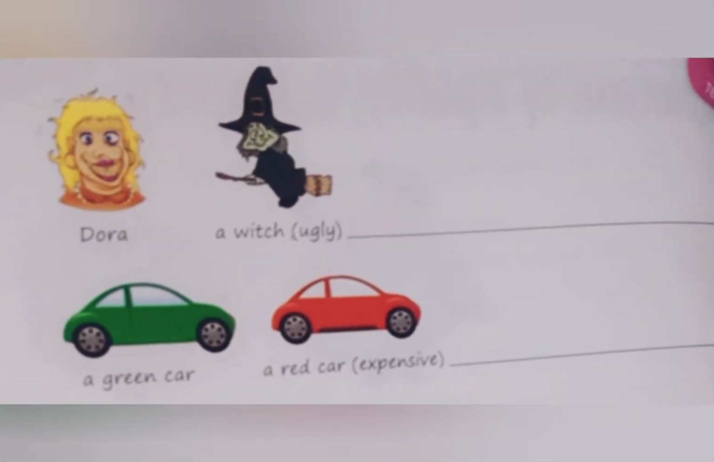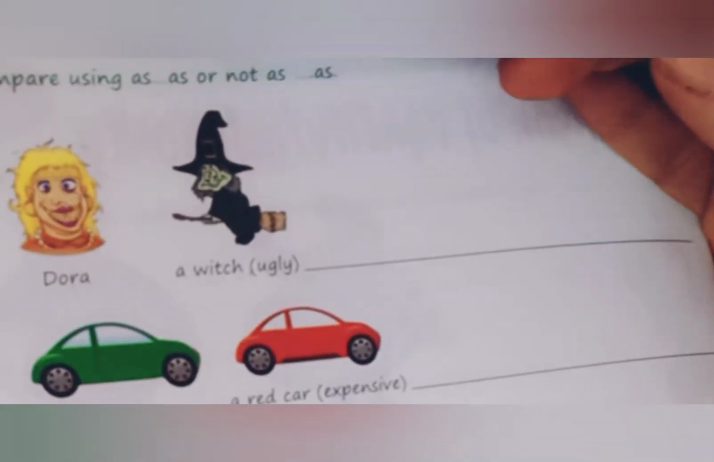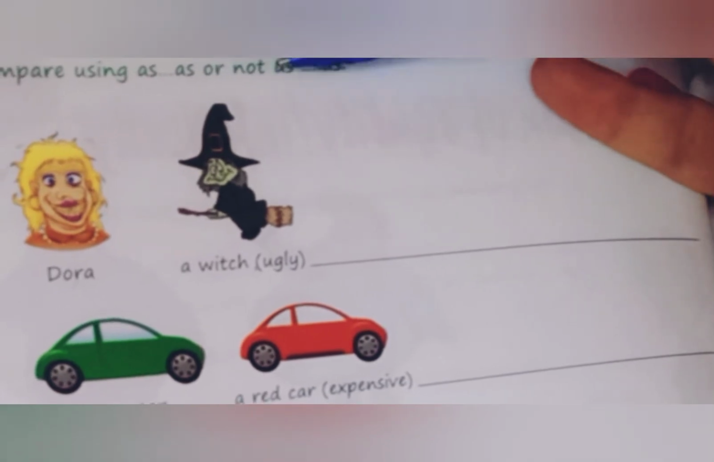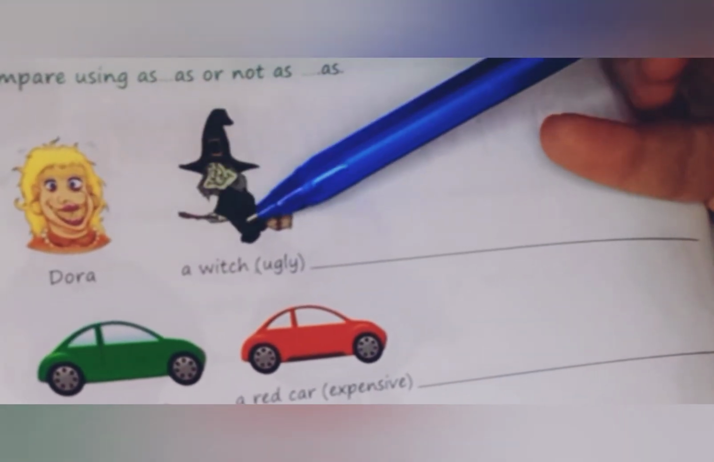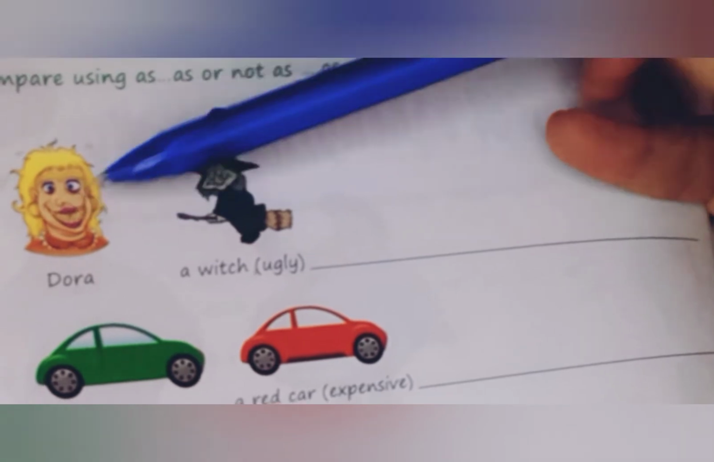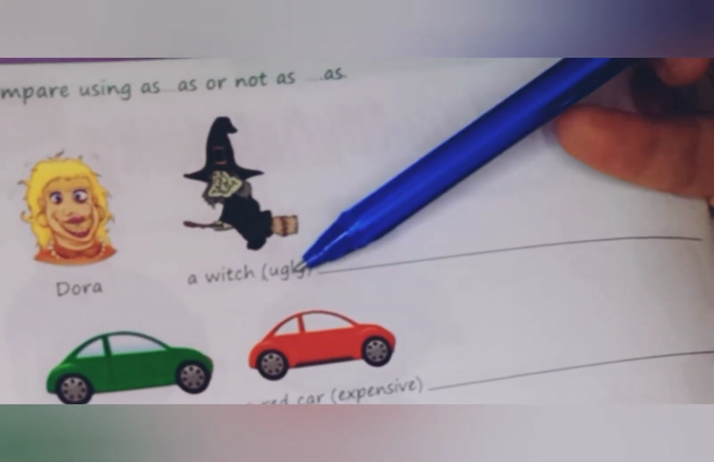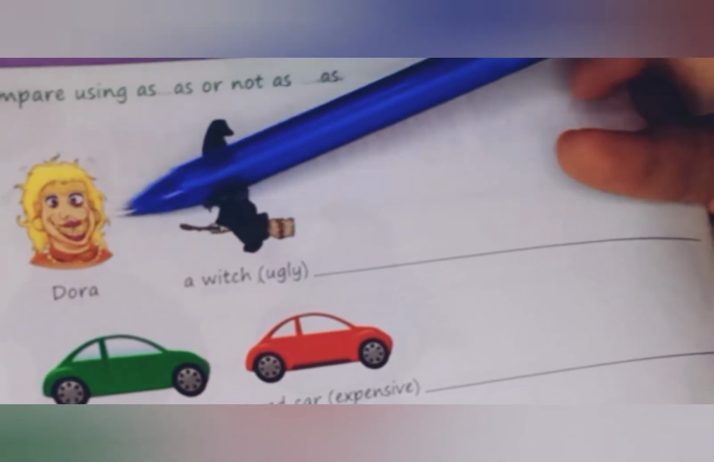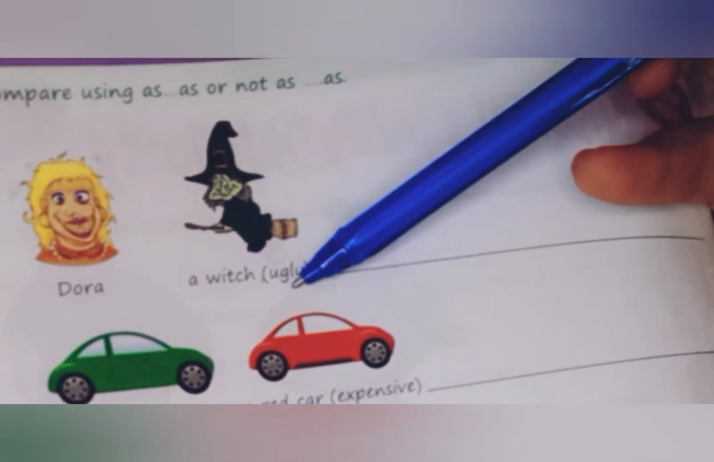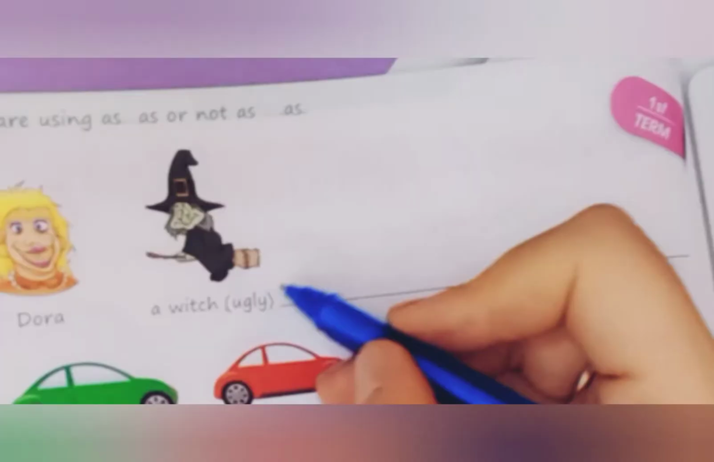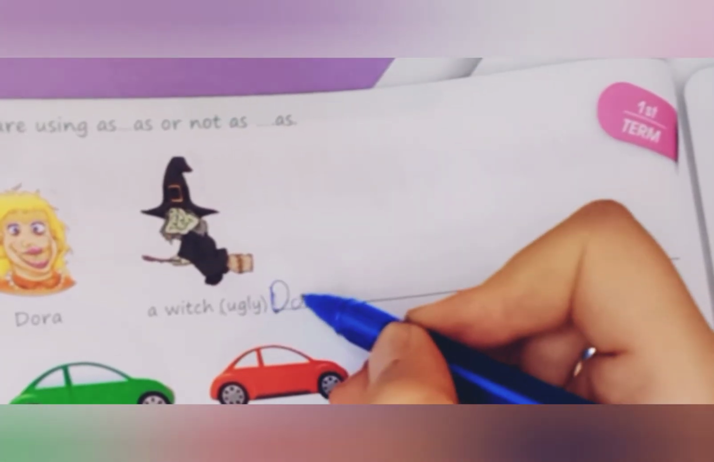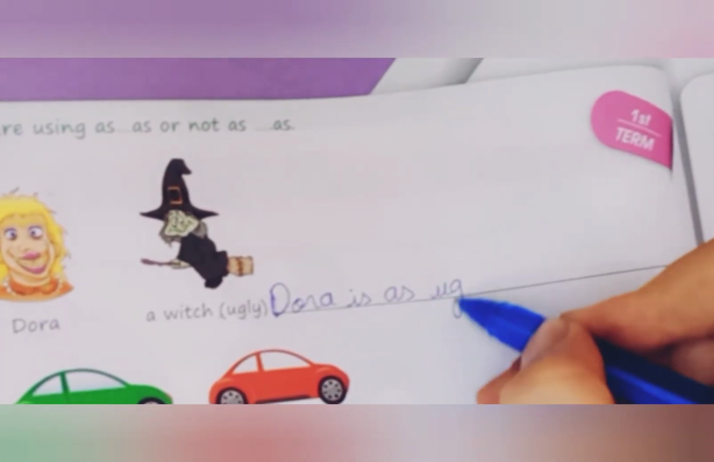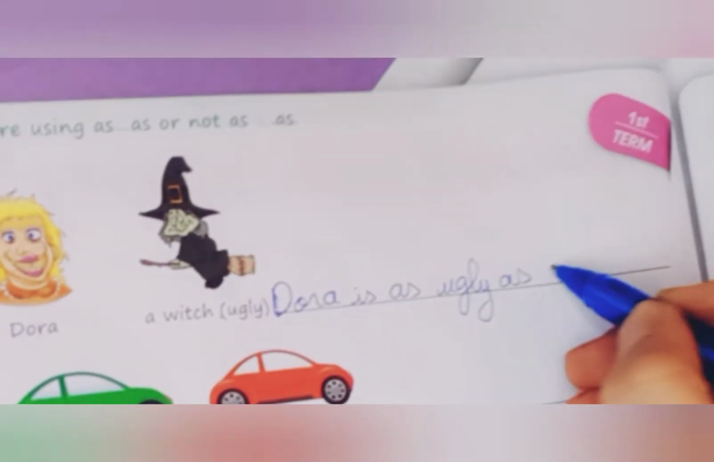Let's make it more clear here. By correcting these exercises, I compare using as or not as. First, you have to look at the pictures here. Dora here, and we have a witch, ساحرة. Ugly, this is the adjective. Here we are noticing that Dora is the same, they are sharing the same quality, ugly. How do we start? We start like this. Dora is as ugly as a witch.